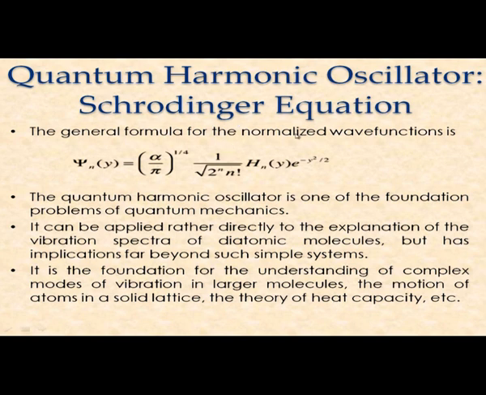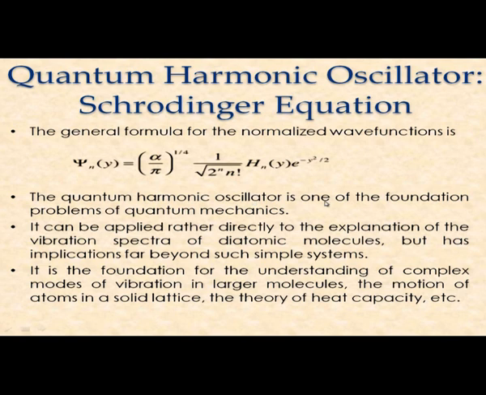The general formula for the normalized wave function is psi n of y is equal to alpha by pi to the power 1 by 4 into 1 by square root of 2 power n into n factorial, H n of y, e power minus y square by 2. So, this is the normalized wave function expression. It is obtained from the solution of the Schrodinger equation after substituting all the required parameters.